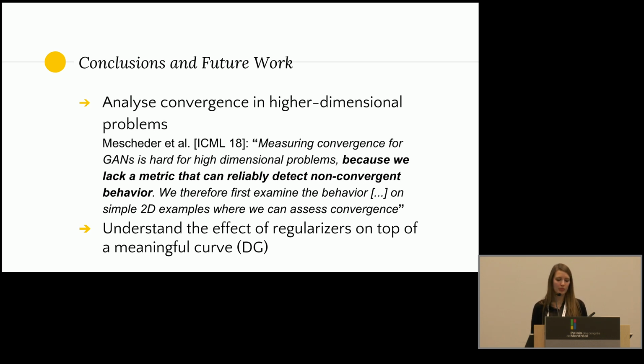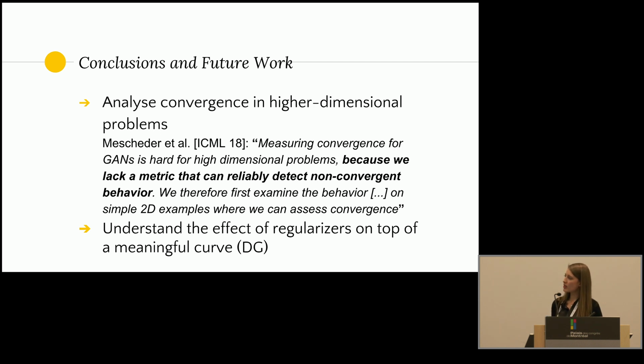And finally, the duality gap can be used for pushing research efforts. In particular, the problem of not having a metric that can reliably detect non-convergence for higher dimensional problems has been pointed out at ICML 2018. And this metric can actually be used to analyze which GAN models converge and which don't.